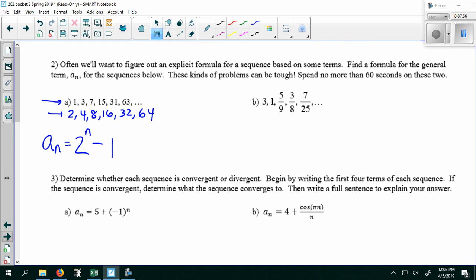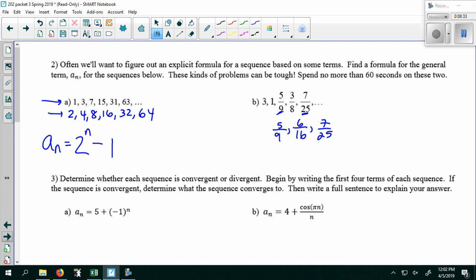Okay, so this next one, the hint or the clue that you might zero in on is the 9 and the 25. Those are denominators that are perfect squares. So I'm going to rewrite the sequence. This becomes 5 over 9. I'm going to skip that one in the middle there, and 7 over 25. And 3 over 8 could be rewritten as 6 over 16. And now I'm like, oh, that was a good clue. Now I have 3 denominators that are all perfect squares.